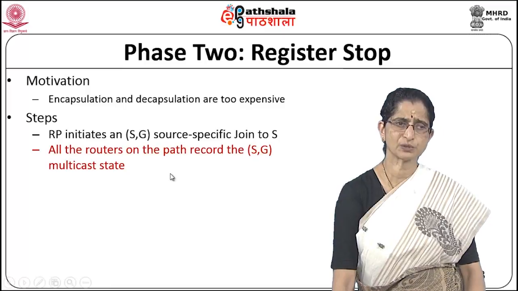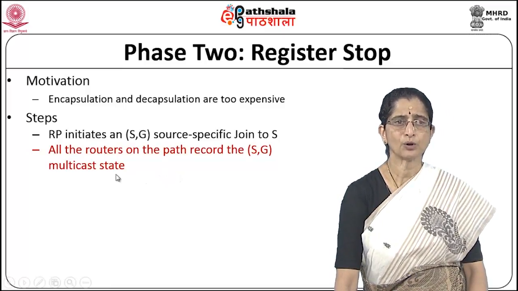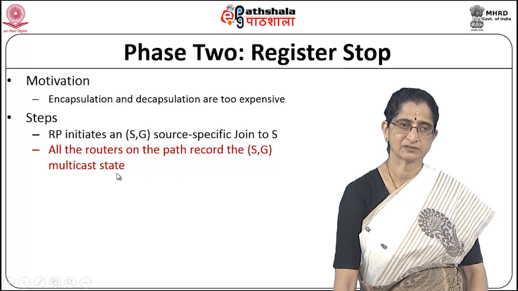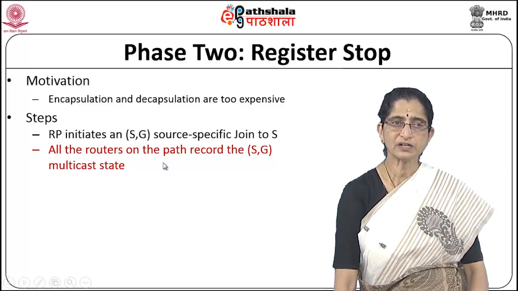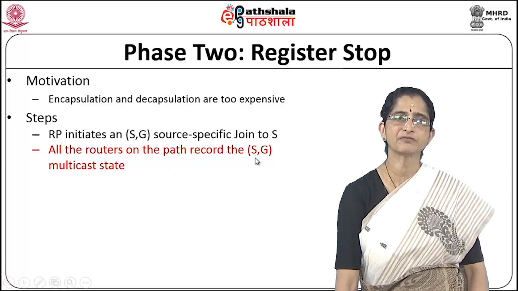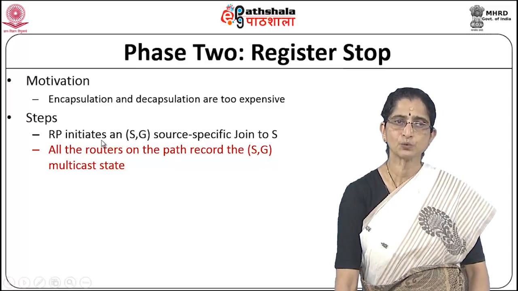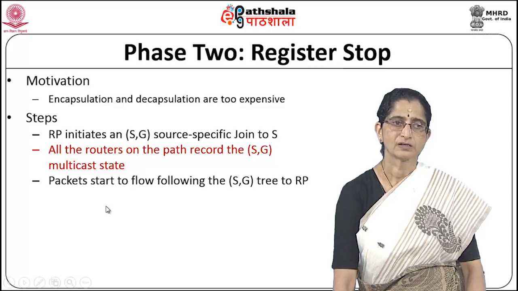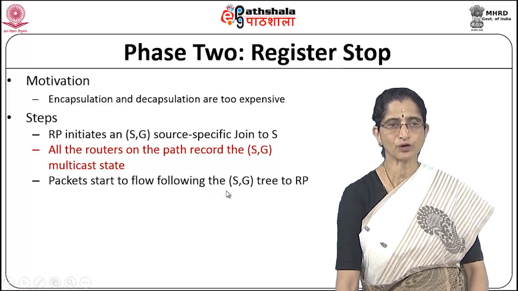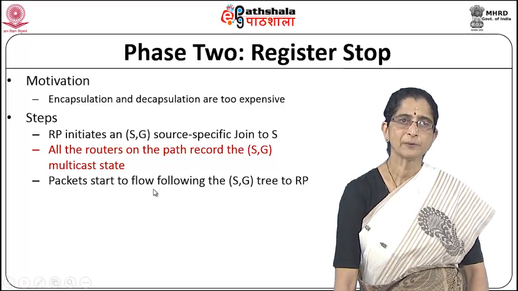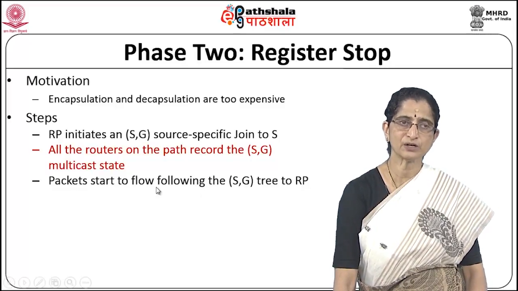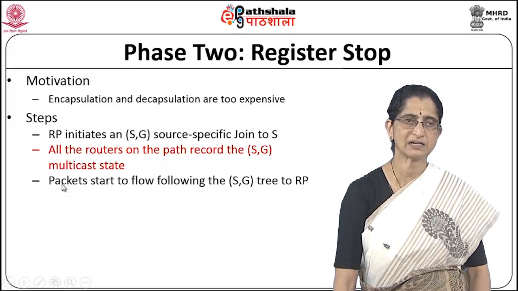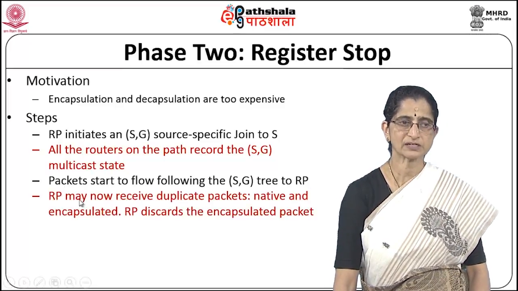Okay. So what is the advantage of doing this? The basic advantage is that all the routers on the path, that is from the RP to S, will now record the S comma G multicast state. That is, they are now in a position to forward multicast packets which are meant for G, which are coming from S, and they will forward it from S towards RP. That is the information that will be set up along this path. So now packets can start to flow following the S comma G tree to the RP. That is, we do not need to do unicasting or tunneling of the packet. Instead, a multicast packet which is sent by the source can directly be sent as a multicast packet itself towards the RP.